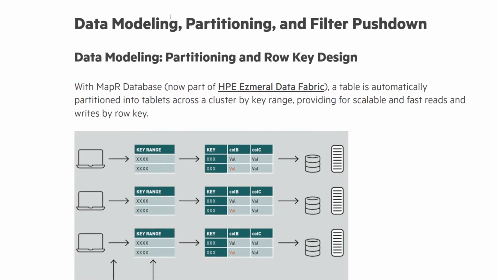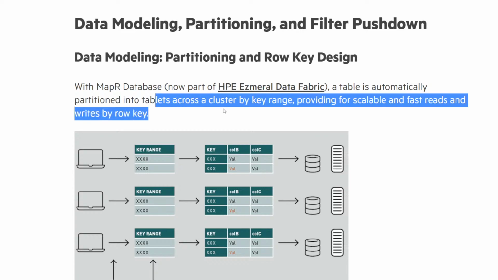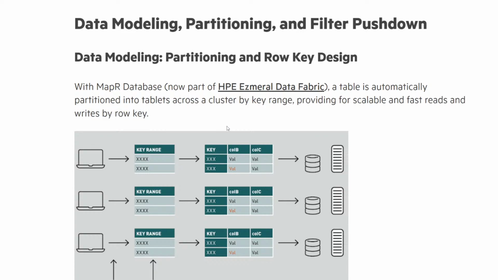Next, we look at data modeling. How do you partition? How do you do a filter push down? How do you data model in a Spark table? So partitioning and row key design. So with the MapR database, a table is automatically partitioned into tablets and across a cluster by key range.